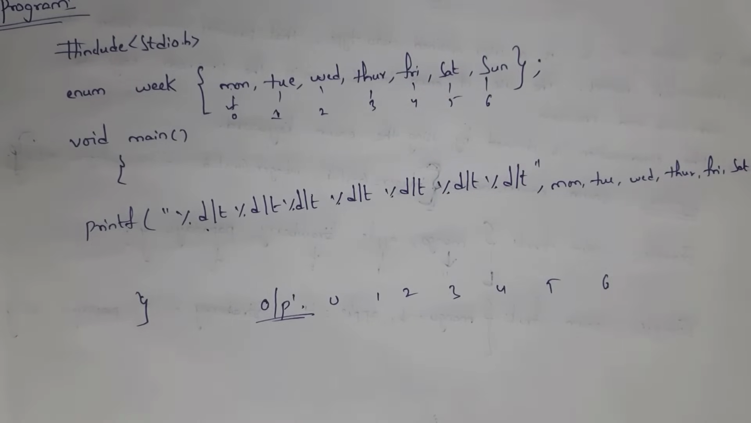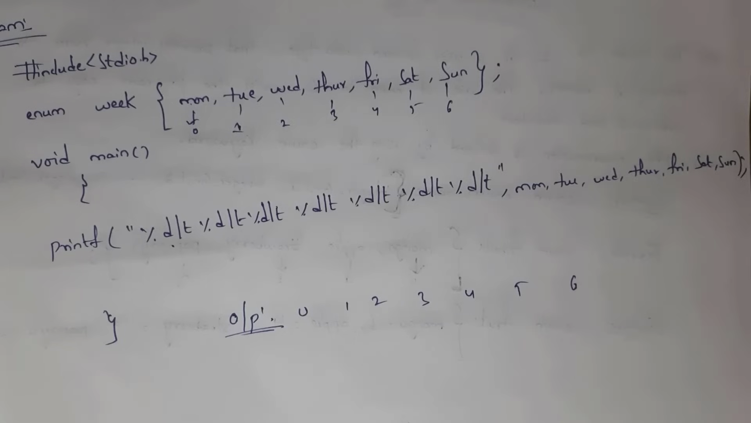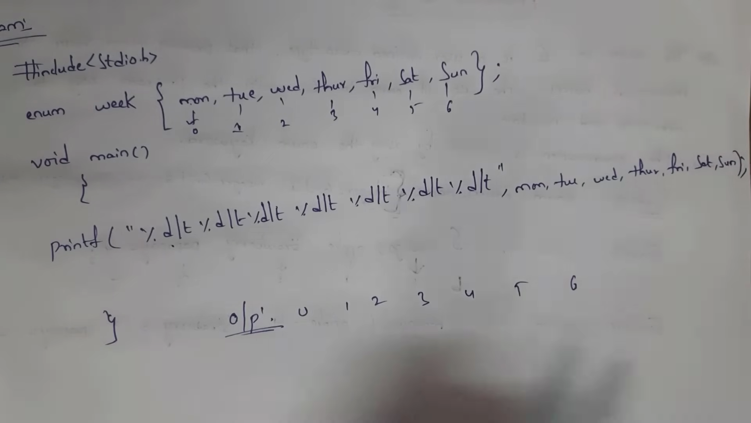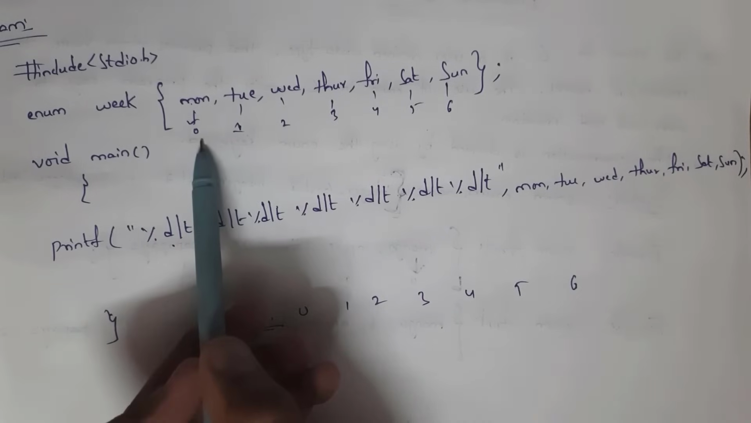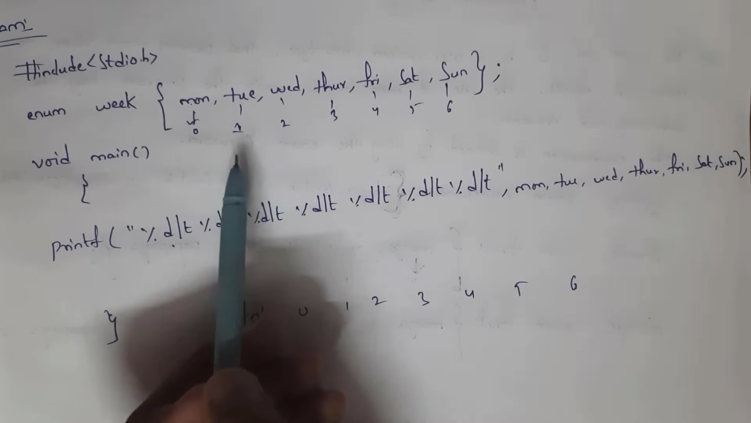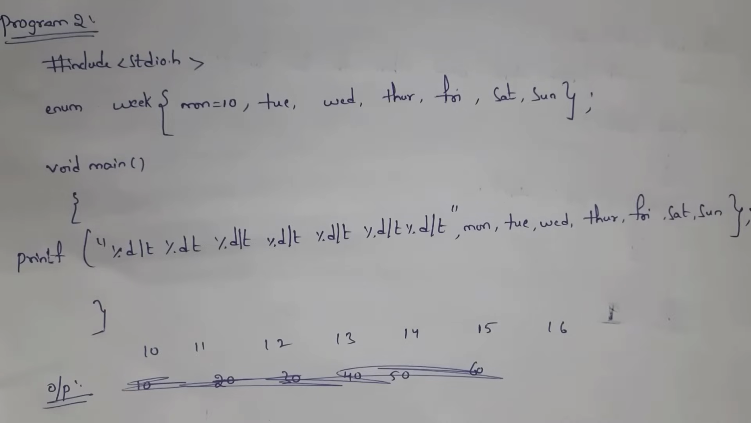This is the use of the enumeration keyword. By using the enumeration keyword, you can convert these names into integer constants. If you don't give any value, by default it will take the first value as 0 and it will keep on incrementing the value. This is another example.